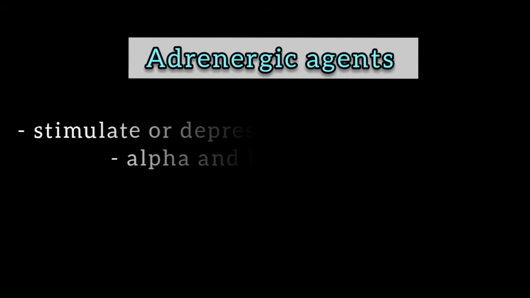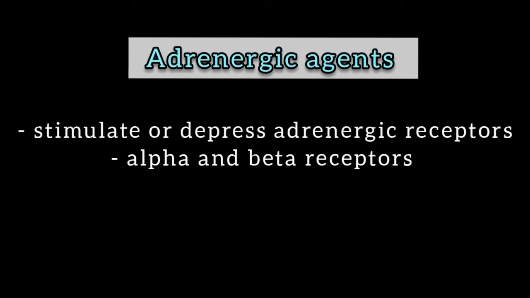Today we're going to be talking about adrenergic agents. Adrenergic agents are agents that stimulate or depress adrenergic receptors. There are different types of receptors, namely the alpha receptors and beta receptors, and those two are further subdivided into alpha 1, alpha 2, and then beta receptors are subdivided into beta 1, beta 2, and beta 3.